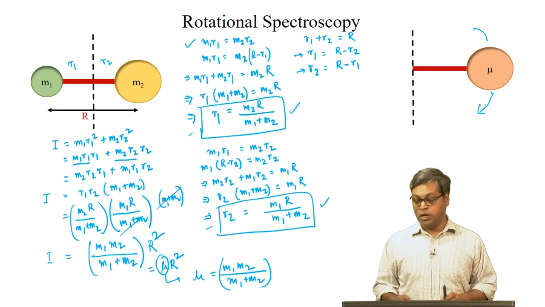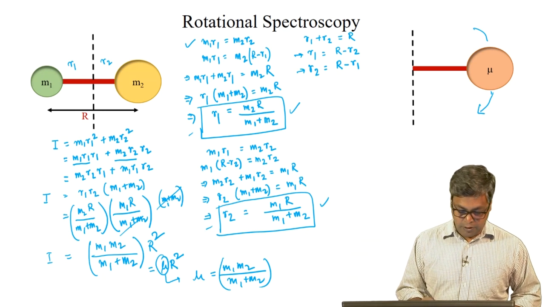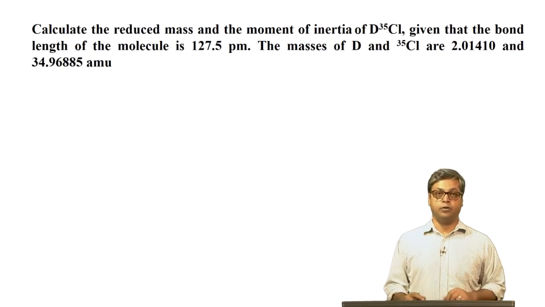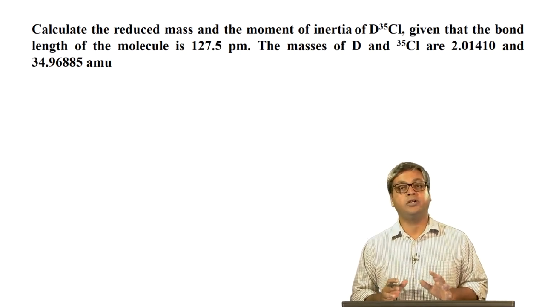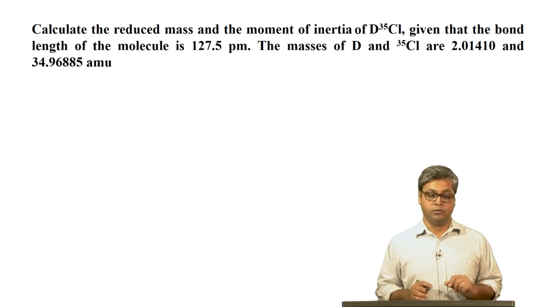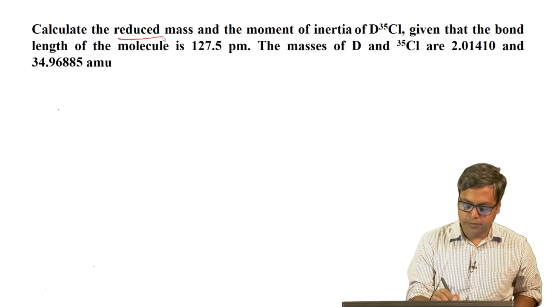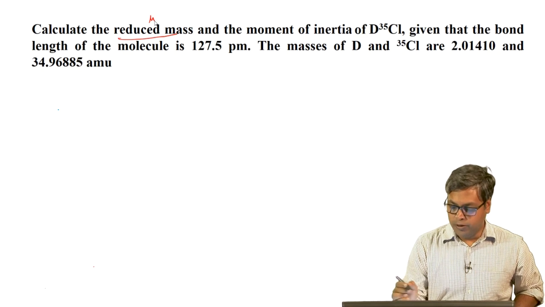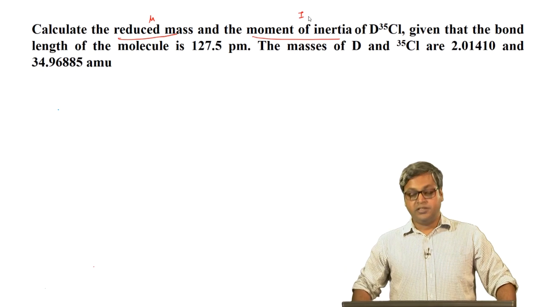Now because we have found the relation between the moment of inertia and the reduced mass, let us look into a problem where you need to calculate the reduced mass and the moment of inertia of a diatomic molecule. So, the problem is: calculate the reduced mass, that is mu, and the moment of inertia, that is I, of DCl.